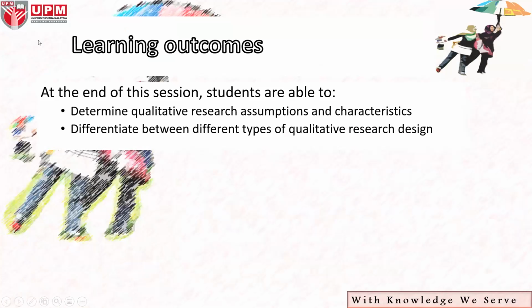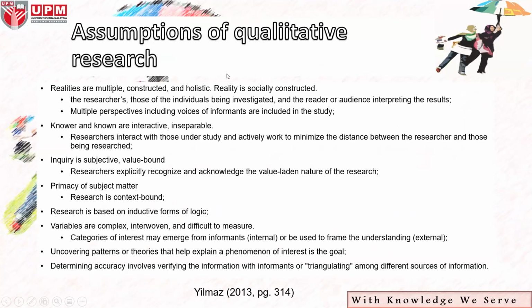Okay. So this is our learning outcome at the end of the session. So you should be able to determine the qualitative research assumptions and characteristics, and differentiate between different types of qualitative research design. Okay, these are the assumptions of qualitative research.